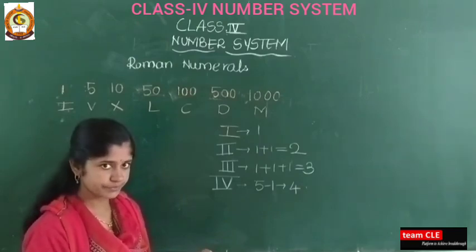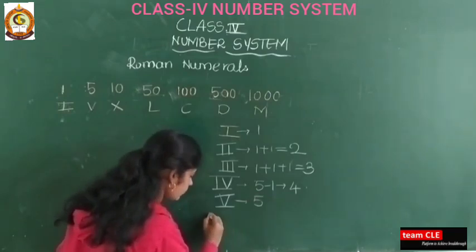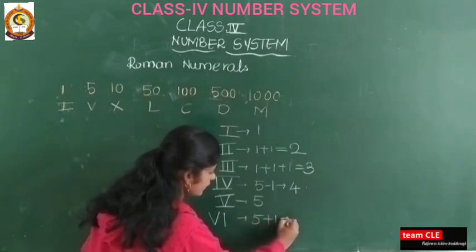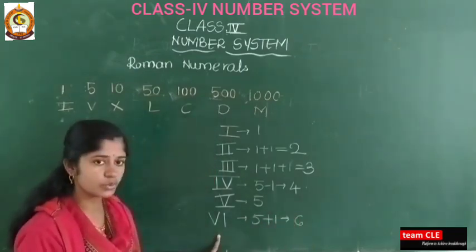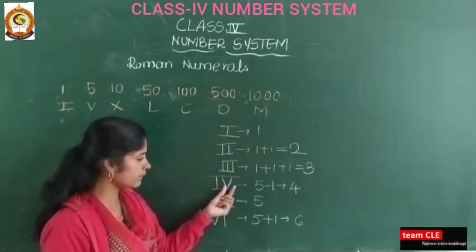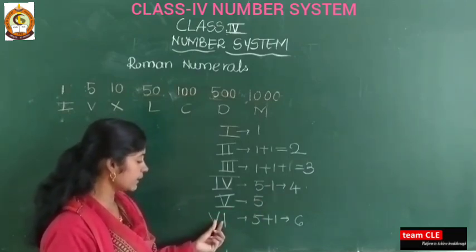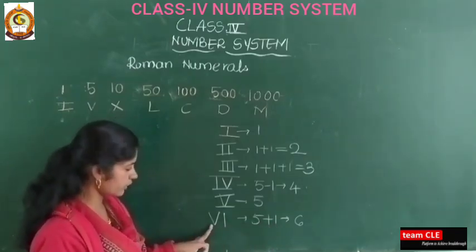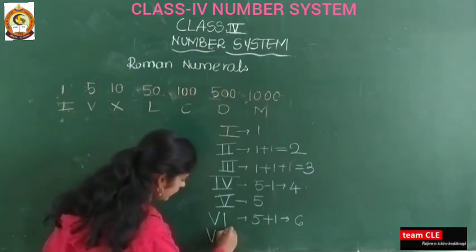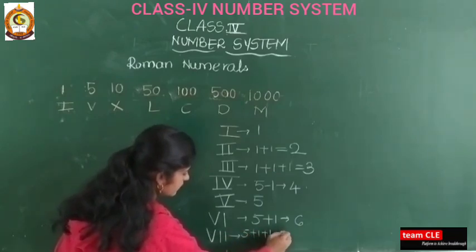I, V. Next, V means 5. Next, V, I means 5 plus 1 is 6. So this is the rule of addition. If a smaller letter is placed before the bigger letter, that is subtraction. If a smaller letter is placed after the bigger letter, that is the rule of addition. So V stands for 5, and 5 plus 1 is 6. Then how to write 7? V, I, I. 5 plus 1 plus 1, that is 7.